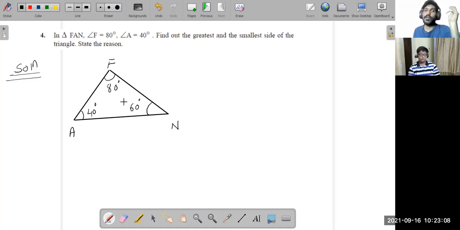So now, which will be the greatest side? AN. And the smallest side? FN. Correct. Will you be able to write this now? Yes. Okay, write it. State the reasons also properly. First, also write the step of finding this angle N. And give the reason, angle sum measure of a triangle.